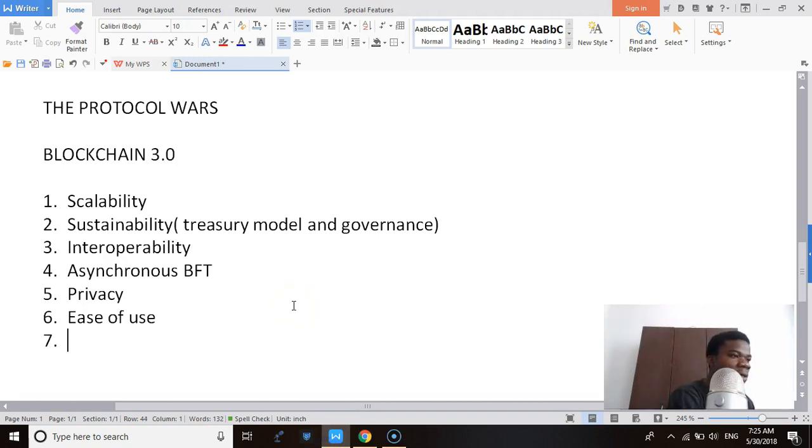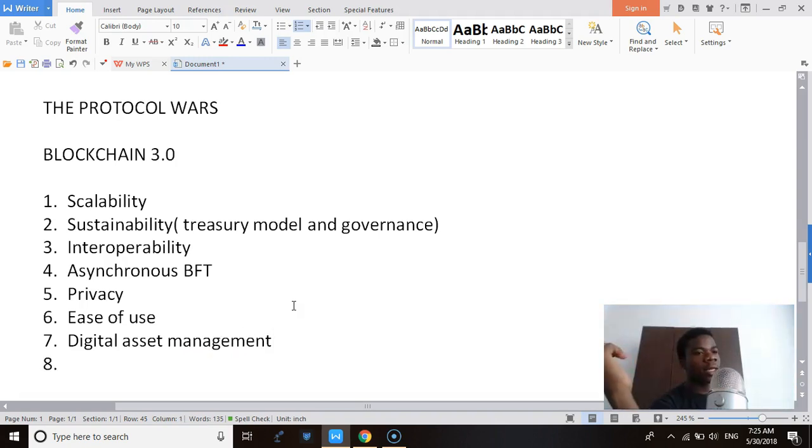Then the other thing again is that there has to be digital asset management. Where blockchain is going now, whether you're developing protocols, smart contracts, or whatsoever, you have to think about how we manage digital assets. How do we prevent things like copyright issues? How do we ensure privacy? How do we ensure that the people who are the authors or publishers or owners of these assets have real value for what they have? And how do we digitize all the world's assets? That is where blockchain 3.0 is going.